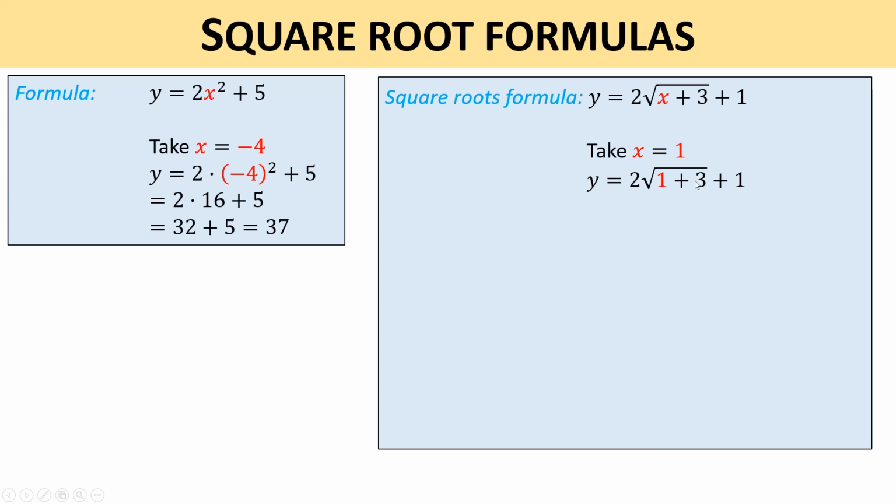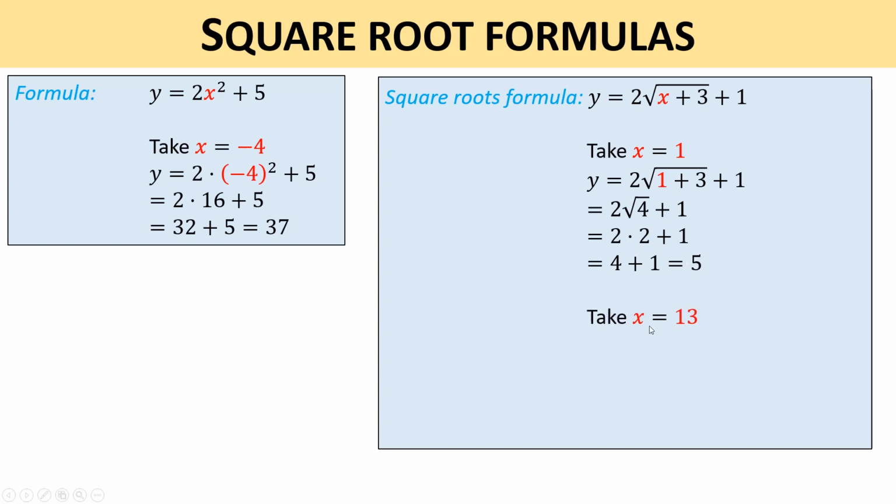Okay, so let's add 1 and 3 first, that's 4. So we get 2 times the square root of 4 plus 1. So we get 2 times 2 plus 1, because 2 is the square root of 4. And now we have to multiply first and then add, so we get 4 plus 1 is 5.